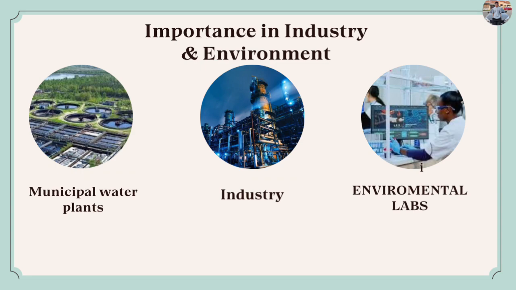Third, in environmental labs, gravimetric analysis is trusted for its precision. It is commonly used in research and environmental monitoring programs to analyze pollutants in natural water bodies like rivers and lakes. Scientists rely on this method when they need accurate data for reports or legal documentation. Although the process requires careful handling and patience, industries continue to use gravimetric analysis because it delivers reliable and consistent results. That's why it remains a valuable technique in both modern science and industry.